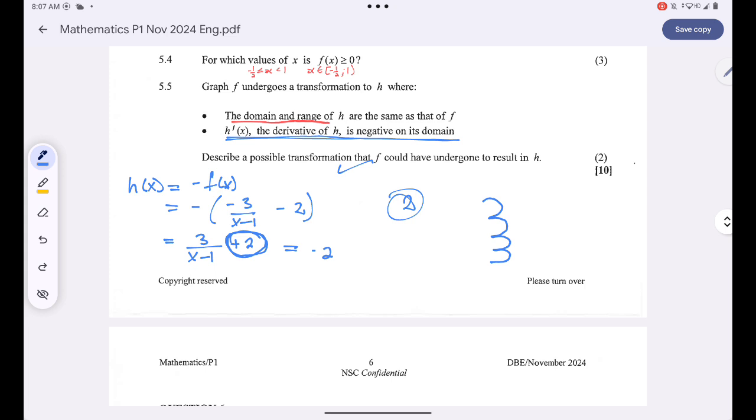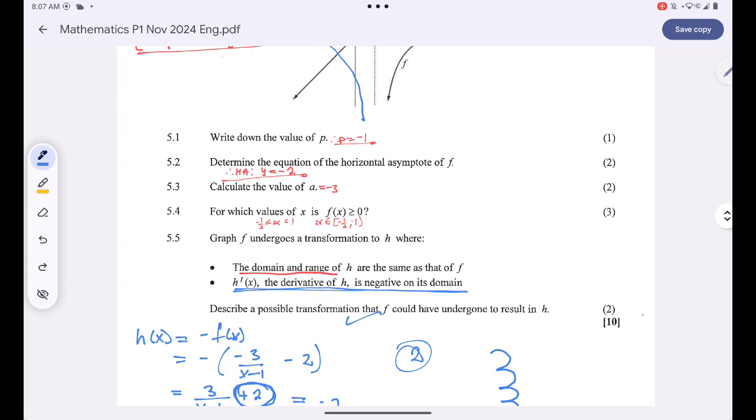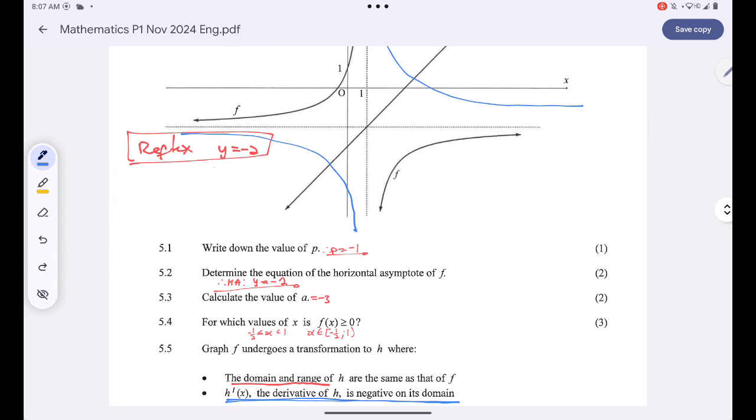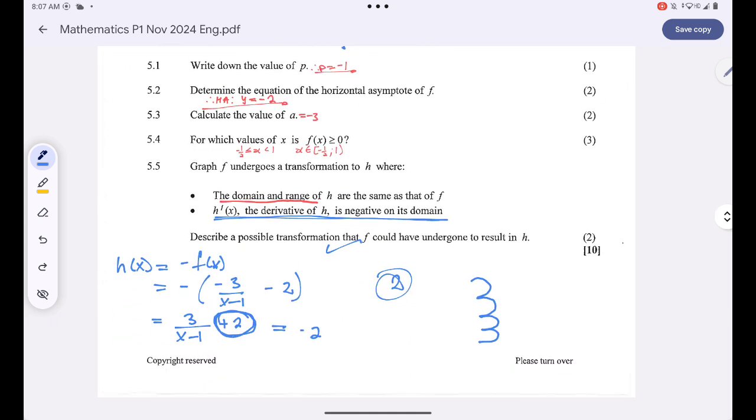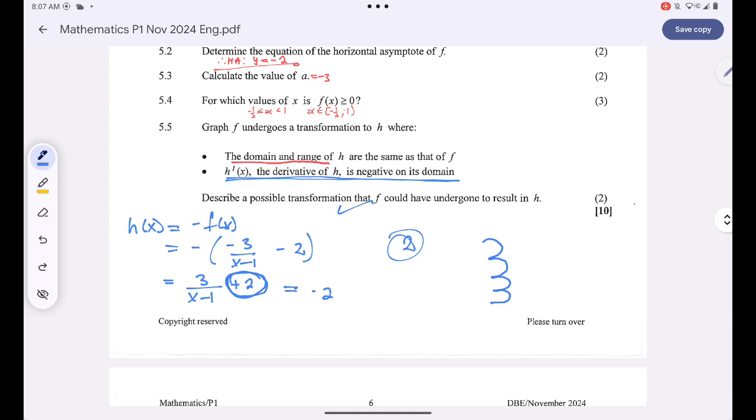Now, are we together? So you can say that the graph of h was obtained by reflecting the graph of f on the x-axis and then translating it 4 units down. Or you can simply say by reflecting your graph on the line y is equal to negative 2. That's how, guys, you're supposed to tackle this question.